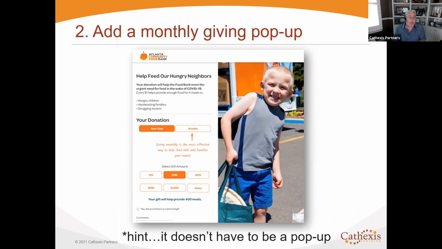Instead of a pop-up, they just have it actually on their donation form, kind of a toggle switch between one-time and monthly. And in the monthly, they kind of put a call-out arrow on there that's there by default. You can even have it show up or hover over at some point, pop up. But this one is actually just designed right into the form. Giving monthly is the most effective way to help feed kids and families year-round. Hey, let me go ahead and switch it up to monthly. A lot of different ways I've seen it engaged where you can try to move people towards the monthly giving instead of one time, right?